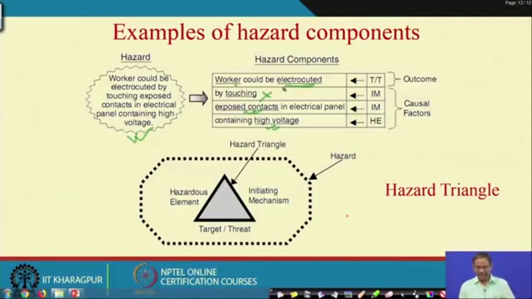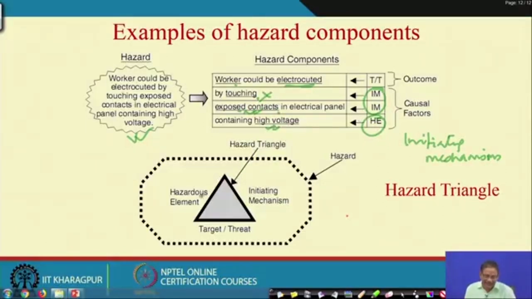So this example, if we write in this fashion, then worker could be electrocuted because of two different other things should happen. One is that worker must touch what? Exposed contacts. So these two events, if doesn't take place, the electrocution will not take place. So these two in between events are known as initiating mechanisms. IM stands for initiating mechanisms, then containing high voltage. High voltage, this is the source. This is the source of hazard. So this source of hazard is known as hazard element. So as a result, a hazard has three elements.